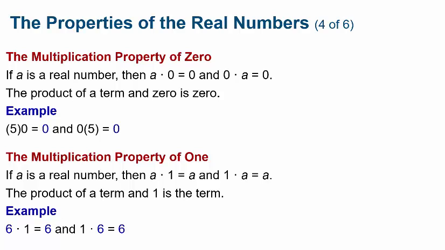Okay, now we have the multiplication property of 1. If a is a real number, then a times 1 is always a, and 1 times a is a. So anything times 1, so the product of a term and 1 is just the term. So for example, 6 times 1 is 6, and 1 times 6 is still 6. So that's the same thing there.